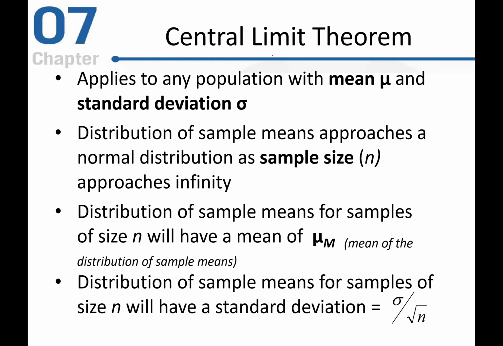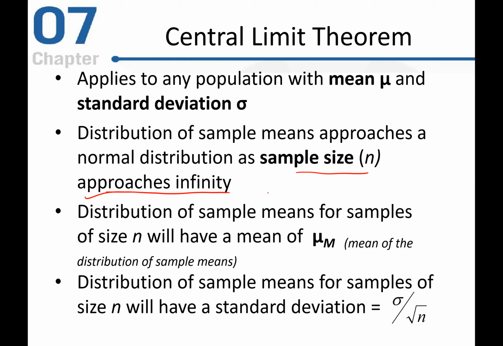So let's first deal with that central limit theorem. The central limit theorem is going to apply to any population with a mean and a standard deviation. The distribution of sample means approaches a normal distribution as the sample size gets larger, right? And the distribution of sample means for samples of a certain size will have a mean. We'll have a mean of the distribution of sample means. All right. So we kind of already talked about that, right?